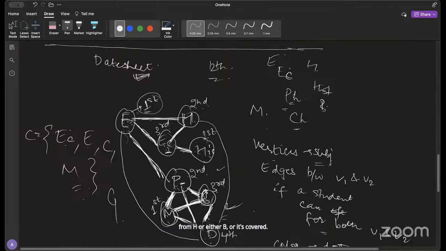From B, B is covered, no? You have chosen C. So CB, you have to look at edges. You have one edge CB. So from there, actually B's P and B are also related to each other. So you should have one of these. So you should have either P or B for this edge to be covered.